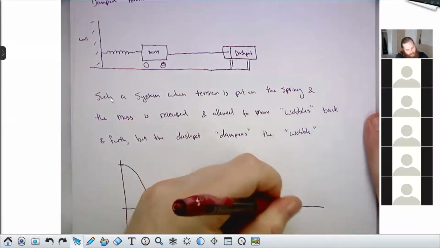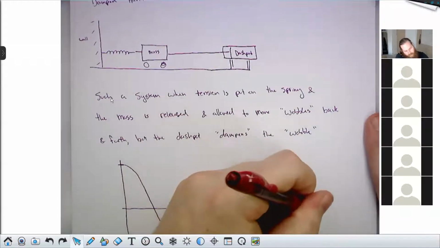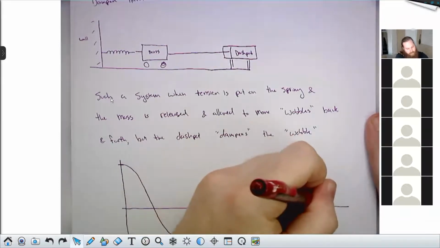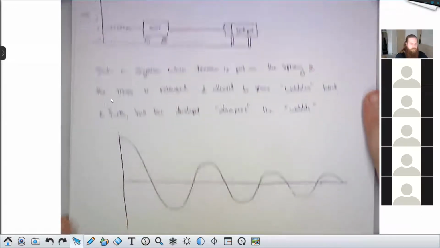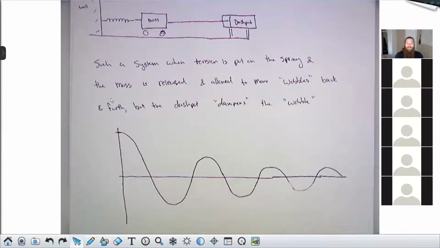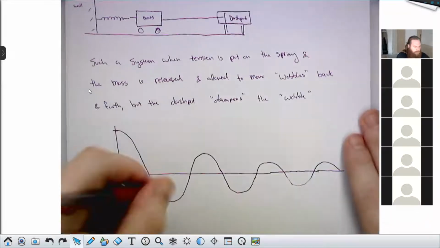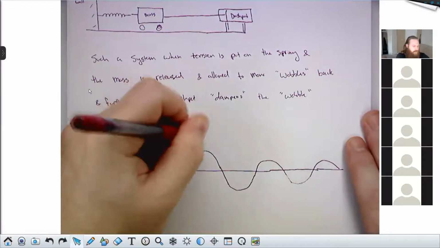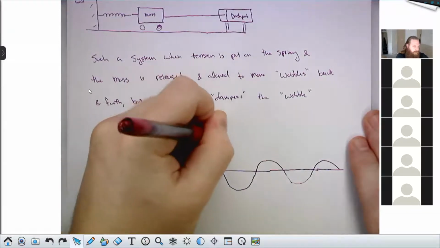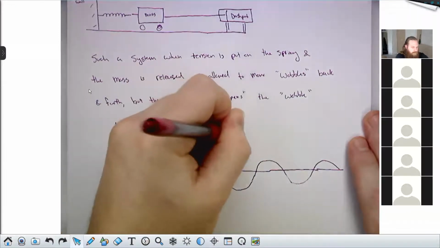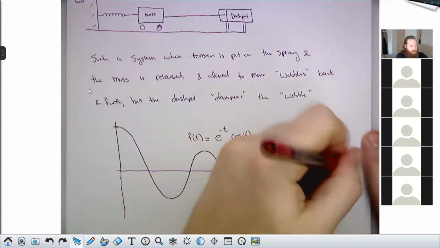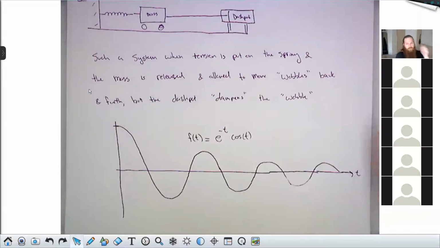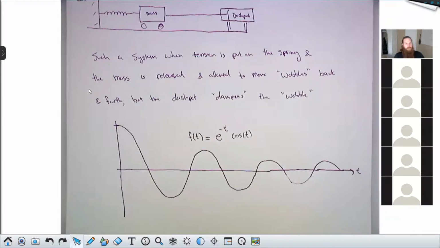And you get this decaying or damped oscillation, where it oscillates less and less each cycle. The classic example of this, I'm going to use t as my variable because I'm thinking of it as time, is e to the minus t times the cosine of t. So this is my t-axis. I'll show you in Desmos, but that's the idea.